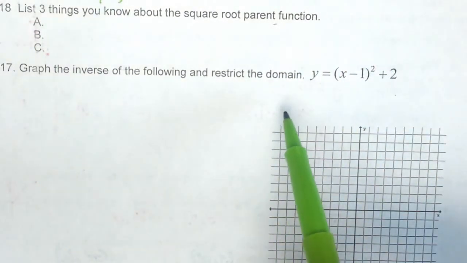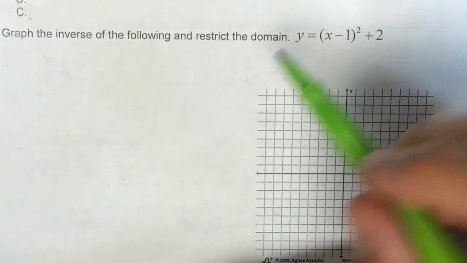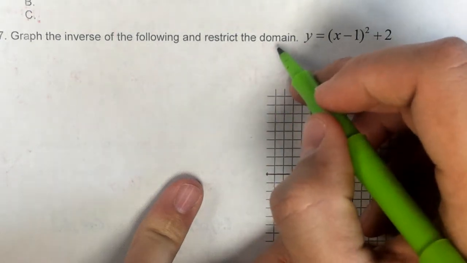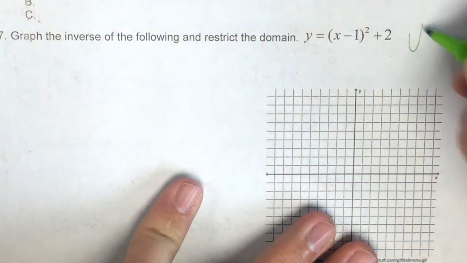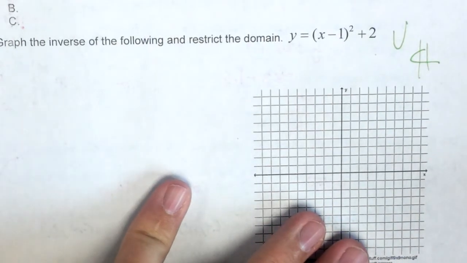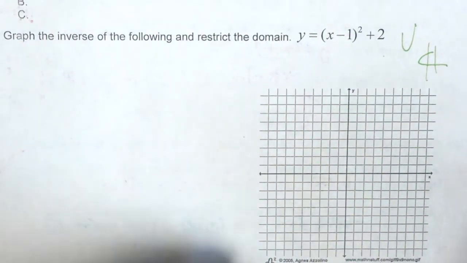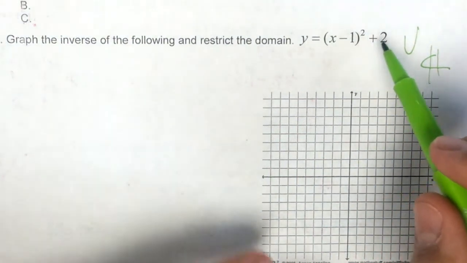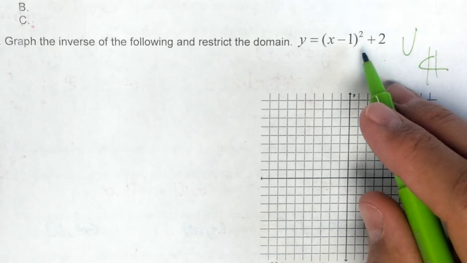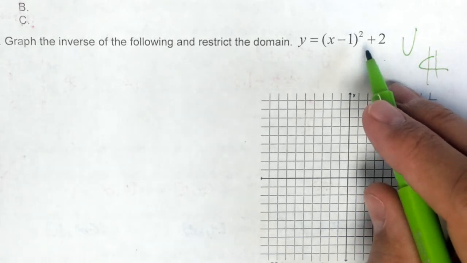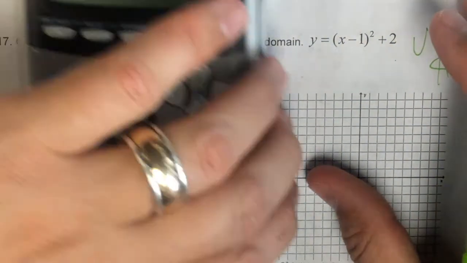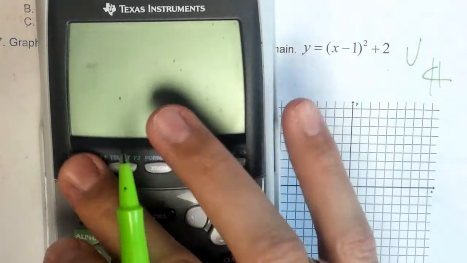Graph the inverse of the following, restrict the domain. We're restricting the domain because this is a quadratic, and if we do the inverse, it looks like this, and that's not a function. So we're going to graph this. Let's just switch them algebraically. I think that's the easiest way. Or you can put that in the calculator and find points. Let's just put it in the calculator and find points.